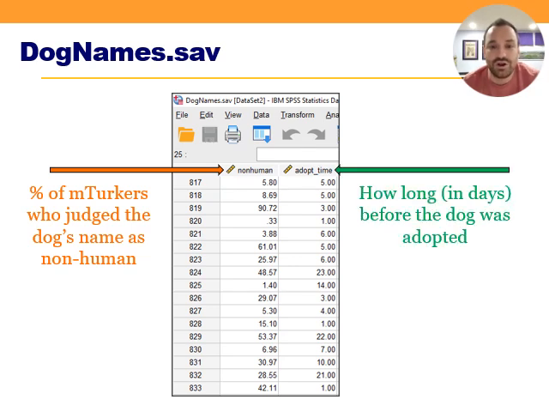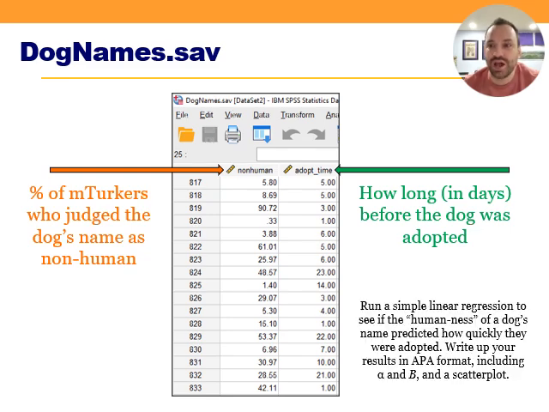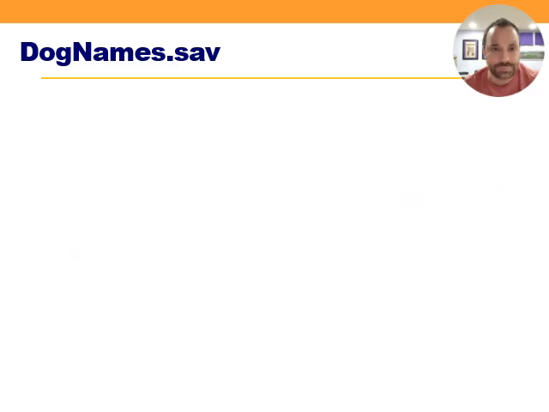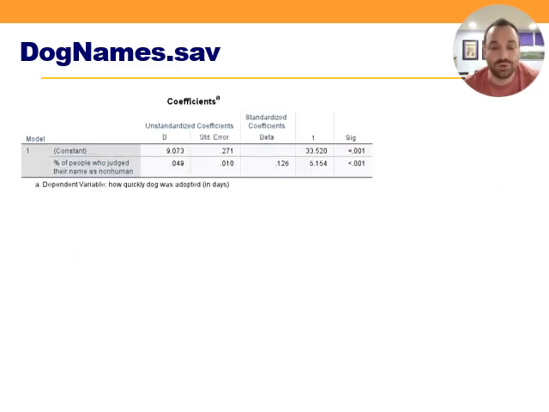And then, of course, for each dog, we know how many days it took for them to get adopted from the shelter. So we would run a linear regression here by following the steps that we did last week. Our predictor or X variable is going to be what percentage of people judge the dog's name as not human. And our outcome or Y variable is going to be how many days it took for someone to adopt the dog. I asked you to practice writing this up in APA format, try to make a scatter plot if you felt so inclined, and tell me what the numbers alpha and B are and what they mean in the context of this problem. So if you ran the test, the output would look like this.